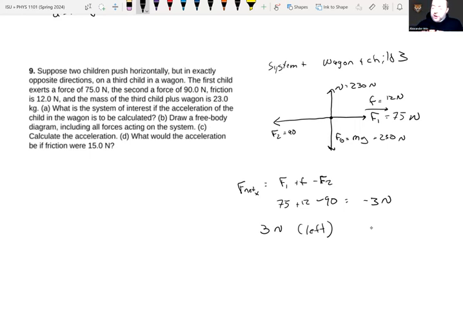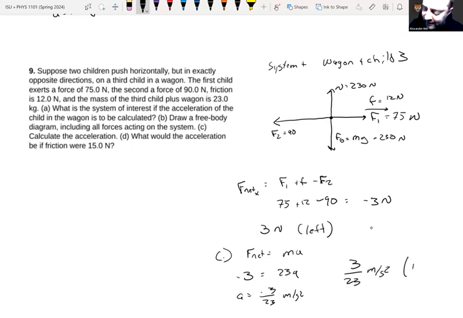And then from there, you can get an acceleration. So for part C, it would be F net equals MA. So we could say negative 3 equals 23 times A. A is going to be negative 3 over 23 meters per second squared. Again, another way of saying that, it's just 3 over 23 meters per second squared left.